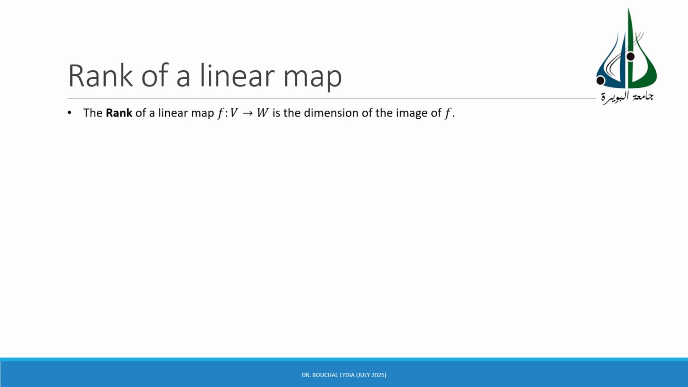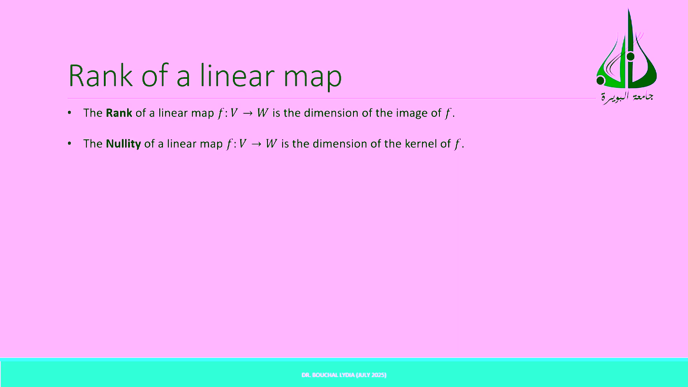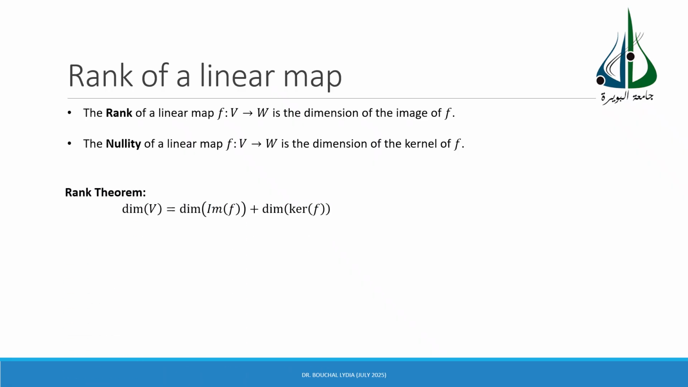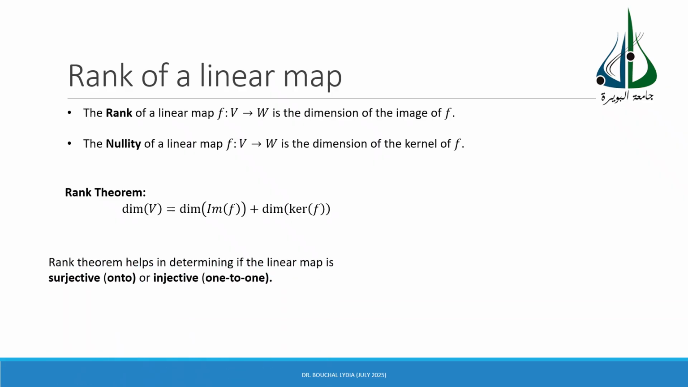Now let us discuss the rank of a linear map. The rank is the dimension of the image of a linear map. The nullity is the dimension of the kernel of a linear map. The following theorem is an important theorem called the rank theorem. It connects the dimension of the domain, the rank, and the dimension of the kernel. It also helps to determine whether a linear map is surjective, injective, or bijective.